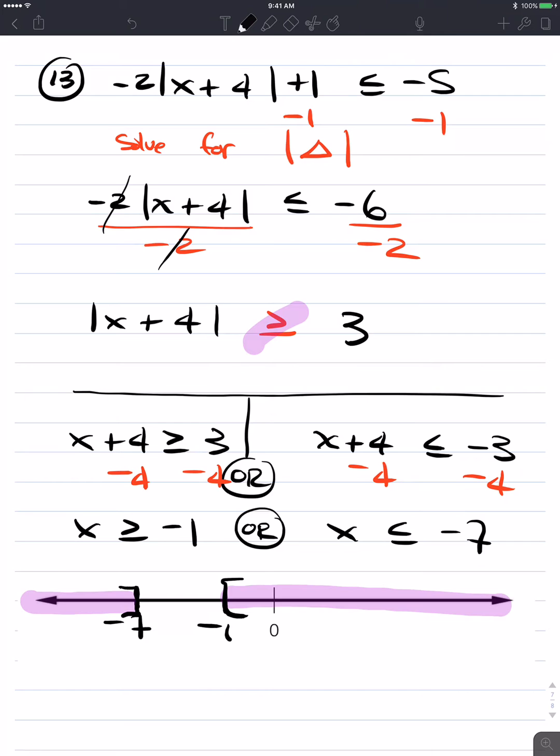What you see here is the graph. Interval notation for the left region here is -infinity up to -7, and then -1 up to infinity. This is my union.